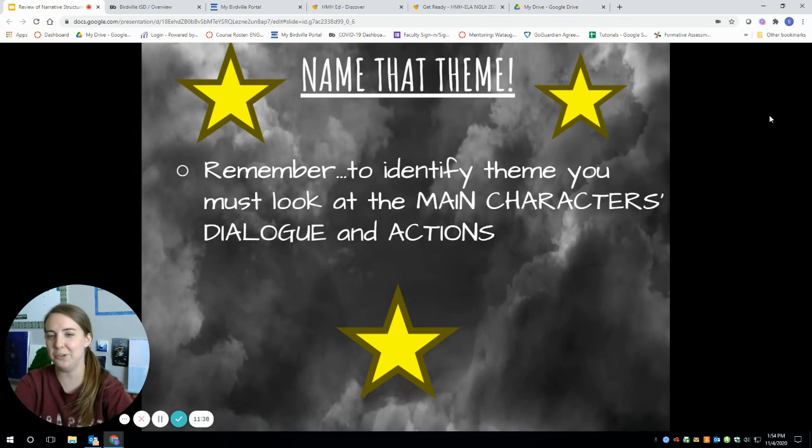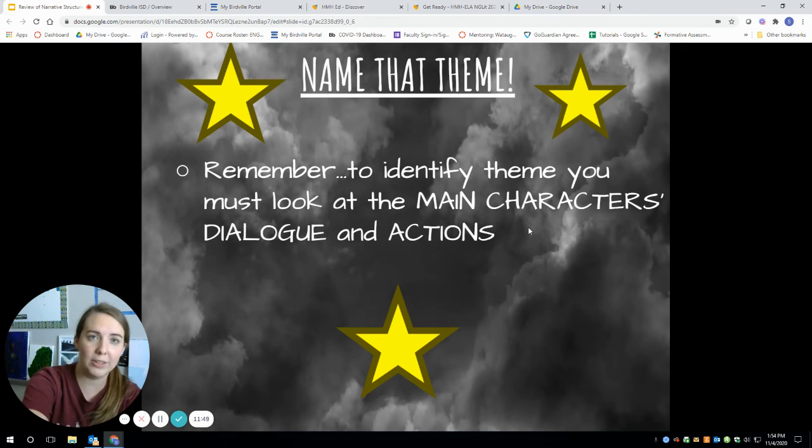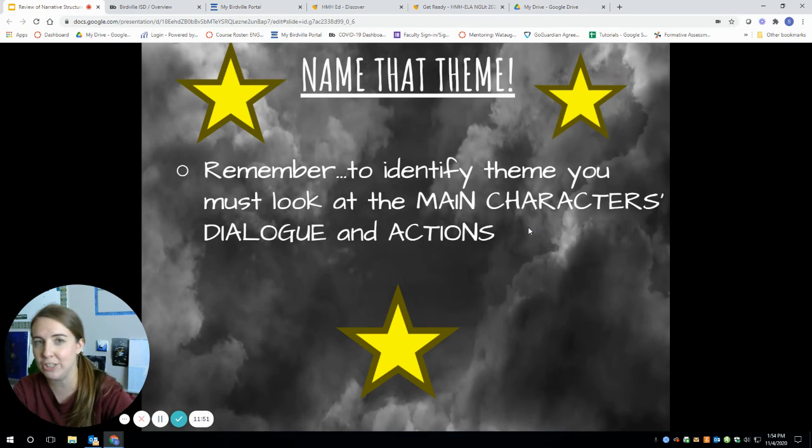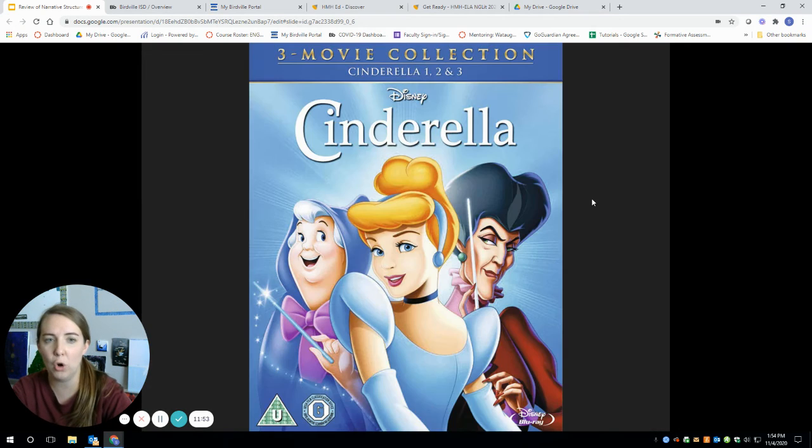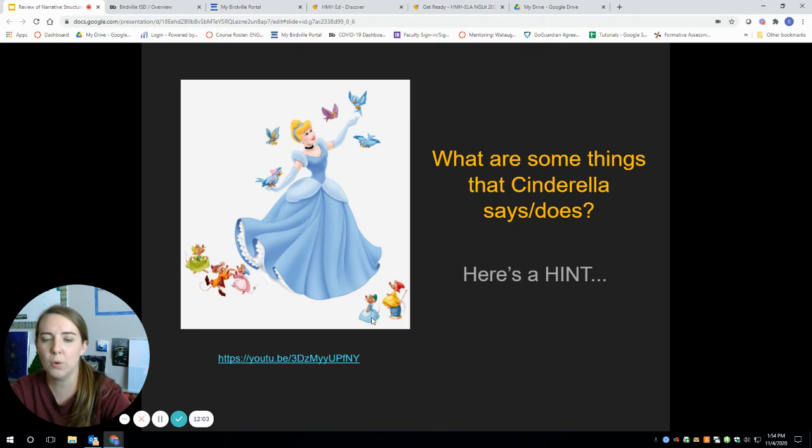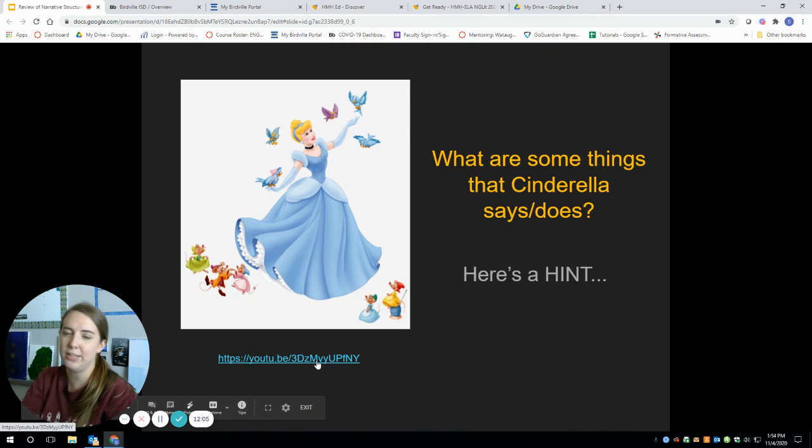So really fast, you're going to do a name that theme activity. I want you to remember that if we want to identify the theme, it all has to do with what we've been talking about. You've got to look at the main character's dialogue, what they say, and at their actions, what they do. So let's talk about Cinderella. To figure out the theme of Cinderella, we have to look at what Cinderella says and what Cinderella does throughout the movie. I'm not going to play this video because I'm afraid that'll add to our time too much.